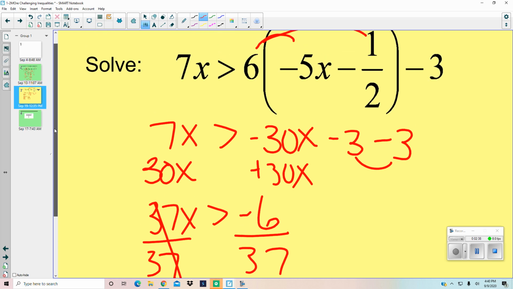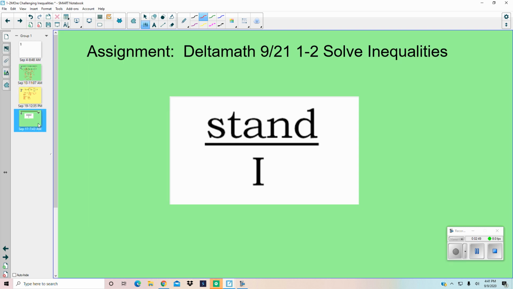Okay, so my suggestion is when you go into Delta Math, make sure you write out the inequality on your paper and then work it all out before putting the answer into Delta Math, because the practice is in doing all of the steps. So Delta Math, the 9-2 assignment, or 921 assignment, 1.2, solving inequalities.